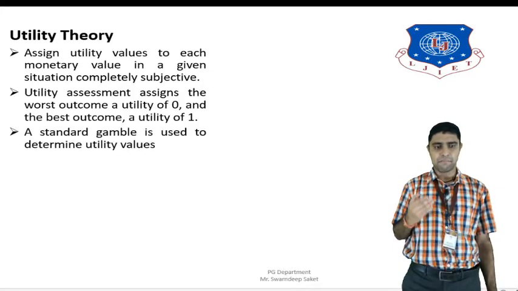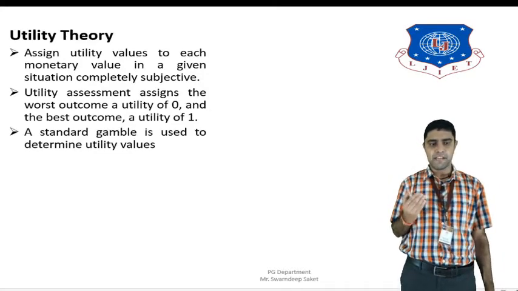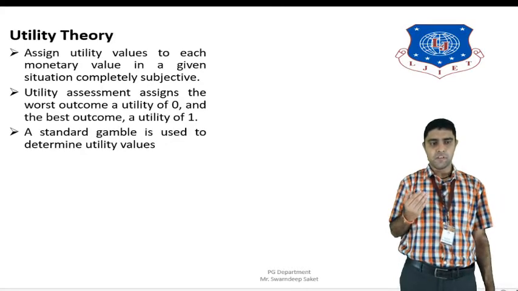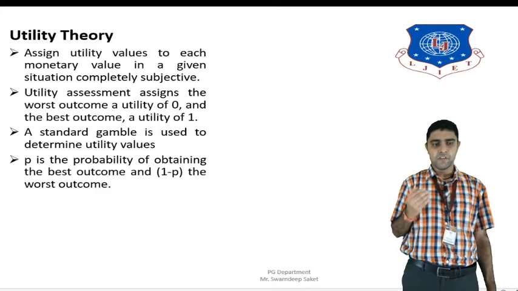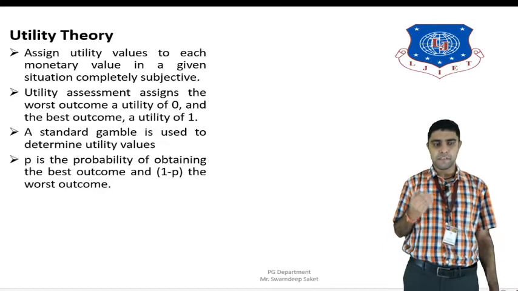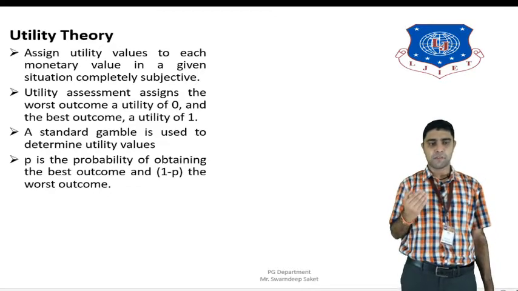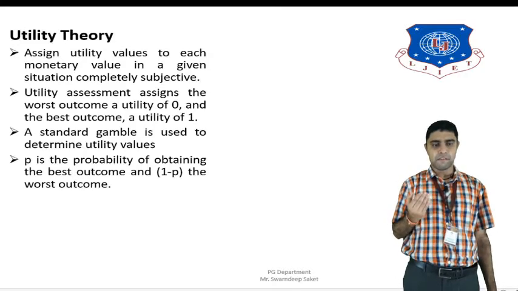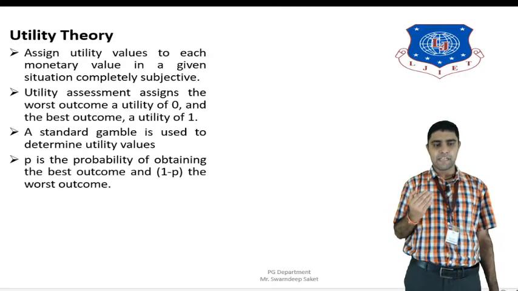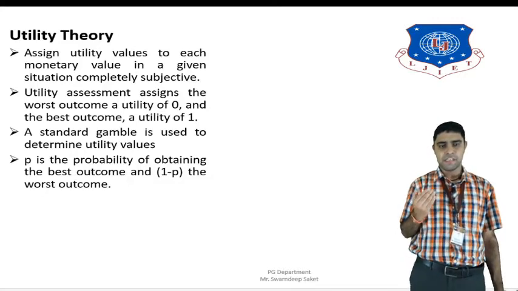A standard gamble is used to determine utility values. It is most important, and it determines the utility values in utility theory. P is the probability of obtaining the best outcome. If the best outcome is obtained, then we will assign the utility value 1. If the worst outcome is obtained, then we will assign the value 0. 1 minus P is the probability of the worst outcome, which is used in the utility function in decision theory.